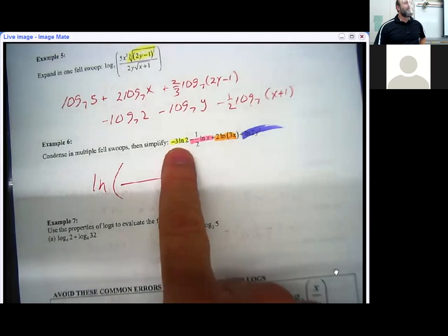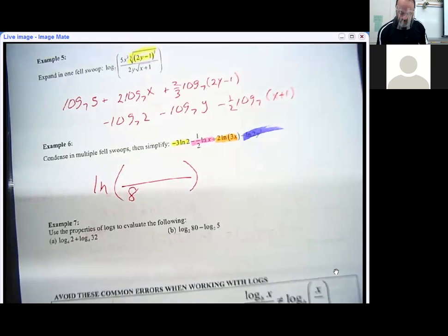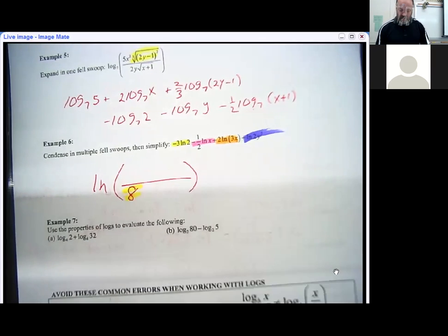What'd you guys do to the first part? 3 ln of, what is that? The natural log of 8. Where did you put 8? On the bottom. So 8's going to go down here. So that 3 ln of 2 was just 8.